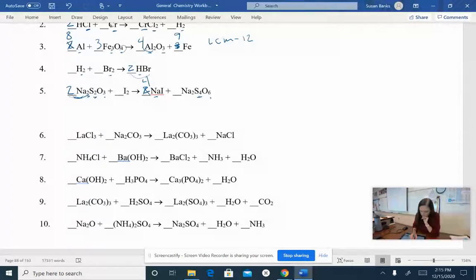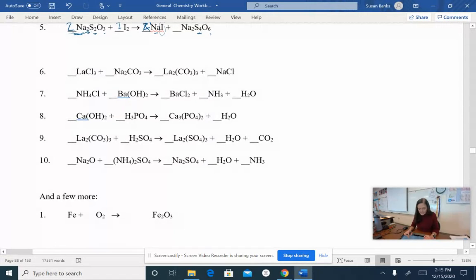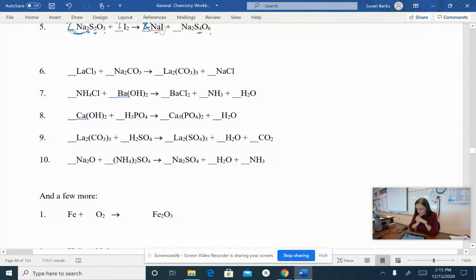And then let's look at this right here. I've got 4 sodium iodides, so that gives me 4 iodides. 4 divided by 2 is 2, so I need to put a 2 there. How did you do? Okay, try these next 5 and check back in just a minute.